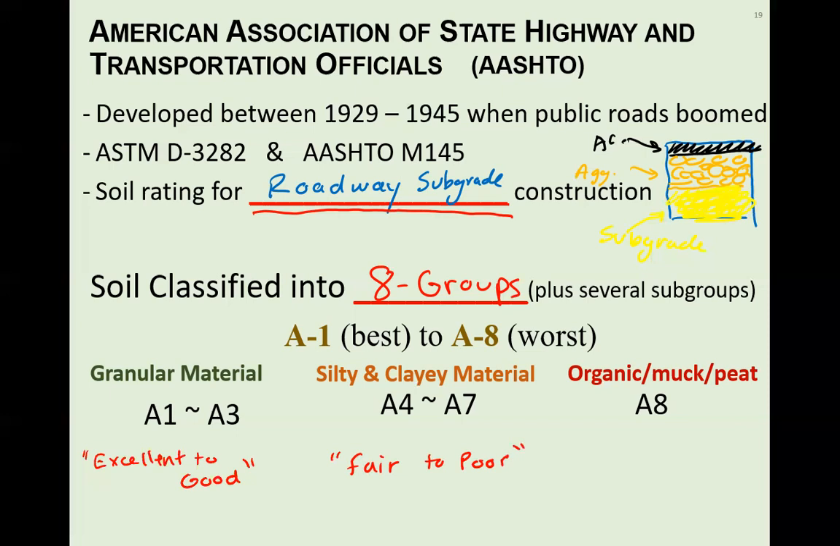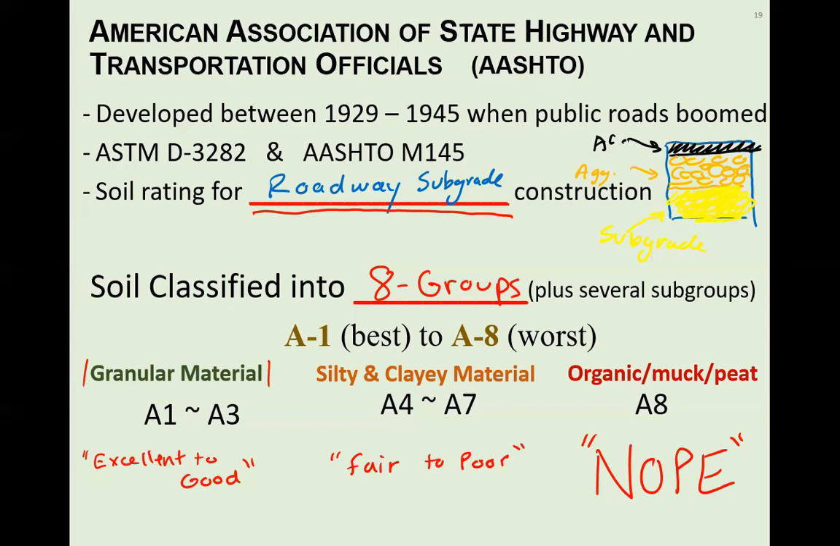Who wants to guess what A8 would be? Can we build something on A8? Nope. As you'll see in the trend here, organic soils, muck, peat, anything with really high compressibility and really high moisture content, you don't want to build a roadway on that. They would actually have to remove it or do some type of ground improvement in that area. So A8s are bad.